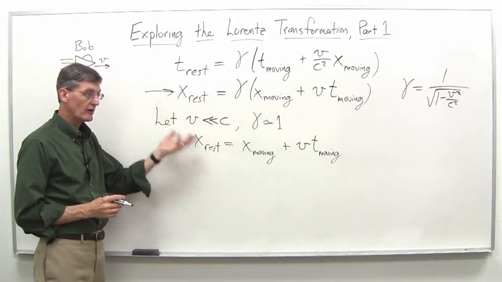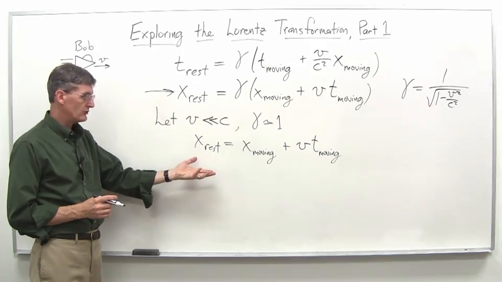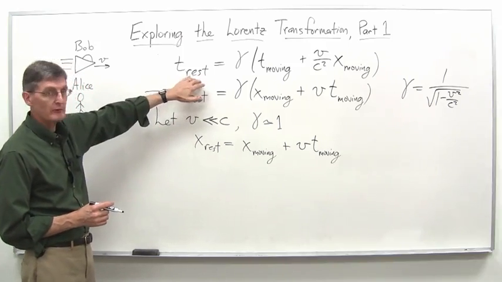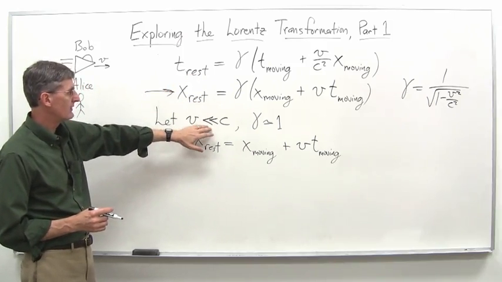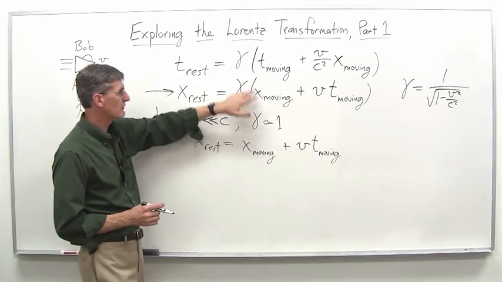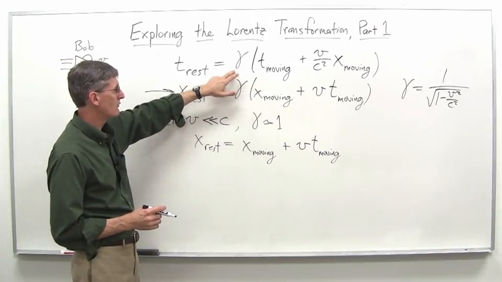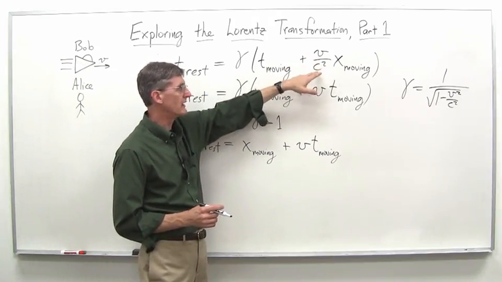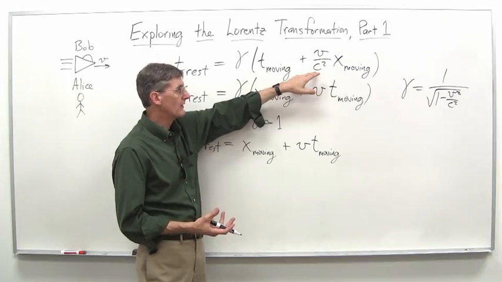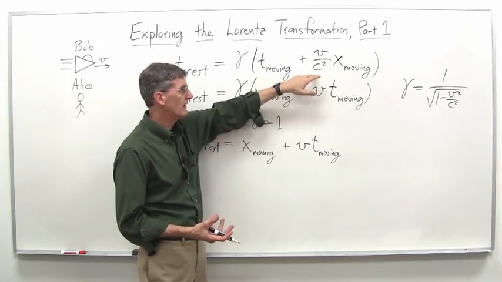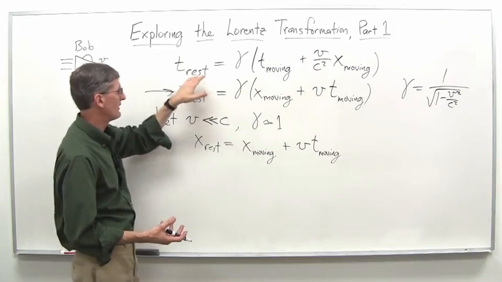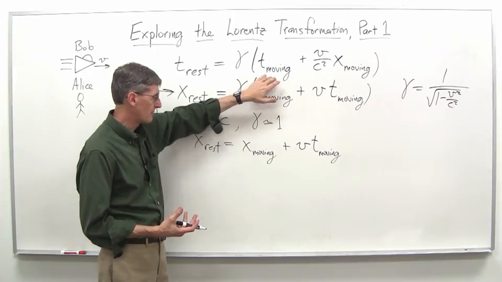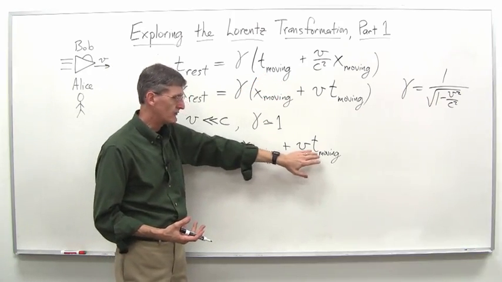Hopefully, it reminds us of the Galilean transformation. If we go back up here for a minute and look at the t equation, if v is much less than c and gamma equals 1, look what we have here. If v is much less than c, this is a very small number, v divided by c squared. Not just v divided by c, but v divided by c squared. That's a very, very small number. And essentially, we just have time in the rest frame equals time in the moving frame. And therefore, this is just t.